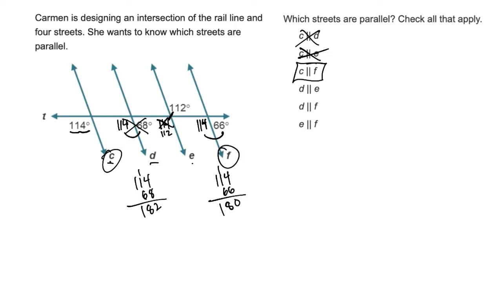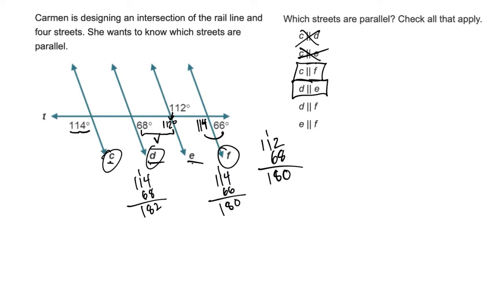What about D and E? Okay, well, let's take a look at that one. So that would be 112. So for D and E to work, those would be consecutive interior angles. If they add up to 180 degrees, then they would also be parallel. 112 and 68 is 180, that works out. So yeah, D and E would also be parallel.